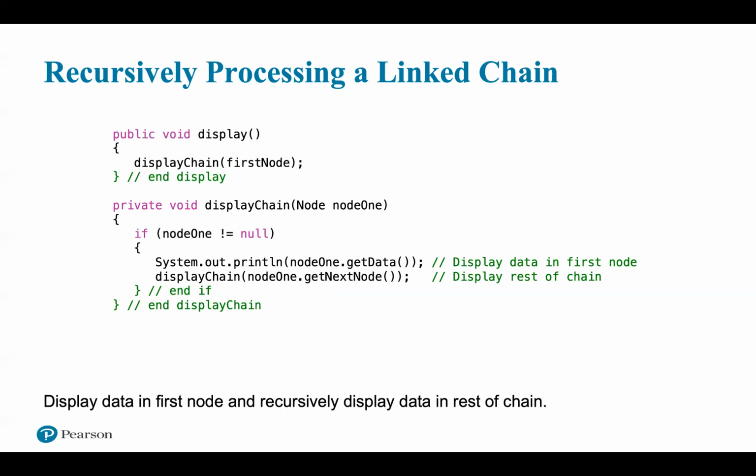Thus, as we did in segment 919, display will call a private recursive method. We will name that method displayChain. As a recursive method, displayChain needs an input value. That input should represent the chain. So we give displayChain a parameter that references the first node in the chain. Suppose that we name displayChain's parameter node1. Then node1.getData is the data in the first node, and node1.getNextNode is a reference to the rest of the chain.